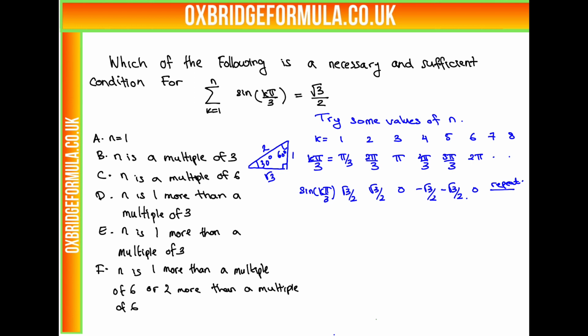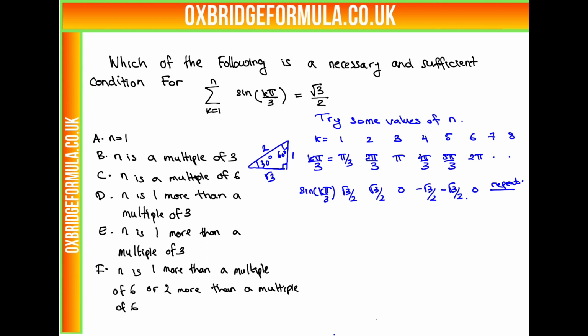Okay, so next, if we move on to find sine of k pi over 3 when k equals 2, so sine of 2 pi over 3, this should be the same as sine of pi over 3, because 2 pi over 3 is the same as pi minus pi over 3. So sine of 2 pi over 3 is square root of 3 over 2 as well. Or you could use the addition angle formula and so on to figure it out. Then sine of pi, when k equals 3, is 0. Sine of 4 pi over 3 is minus square root of 3 over 2. And sine of 5 pi over 3 is minus square root of 3 over 2 again.